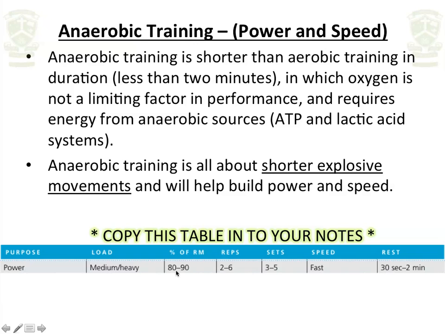So here's what you're looking at: roughly 80% of your rep max, probably about 6 reps, do 3 to 5 sets. Speed is the key. The speed has to be fast in order to achieve that powerful movement. So that's why the speed there is fast. And rest time, you're looking at anything from 30 seconds to 2 minutes, depending on the intensity and the duration that you go for.